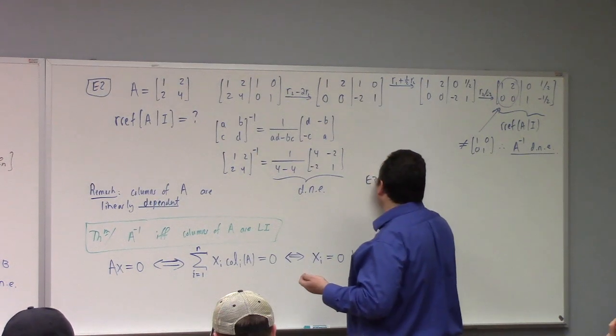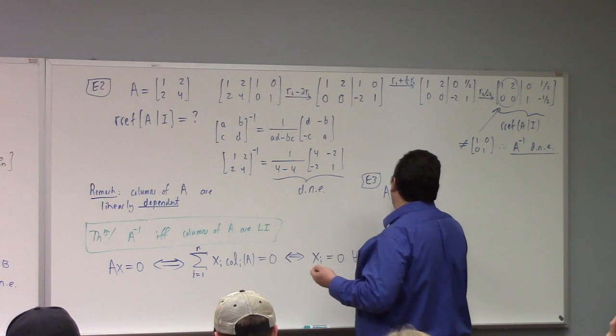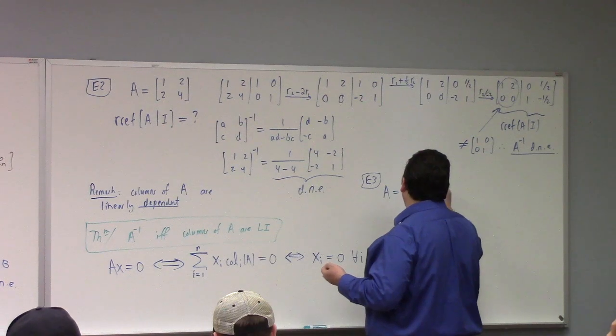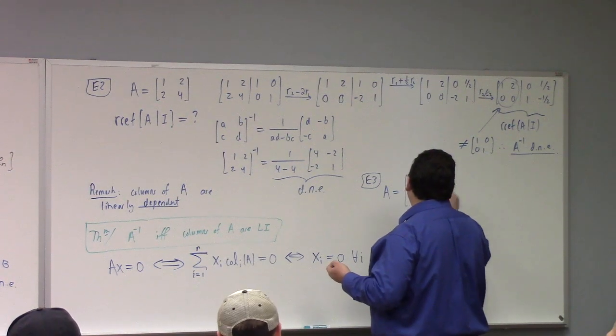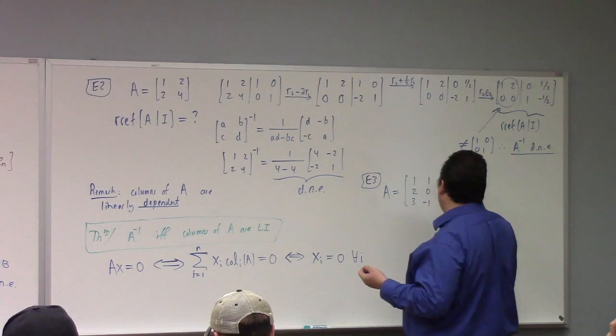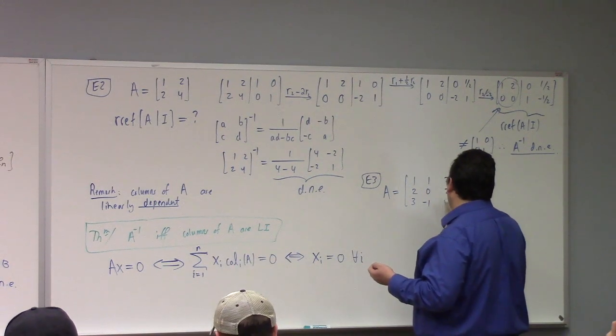Here's another one. See, if I say A is equal to 1, 2, 3, 1, 0, minus 1, and then let us say 2, 2, 2.